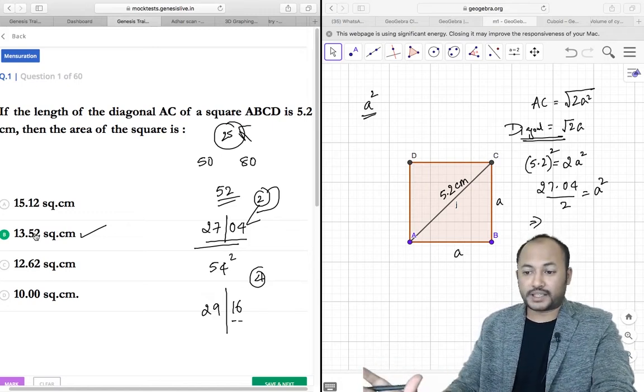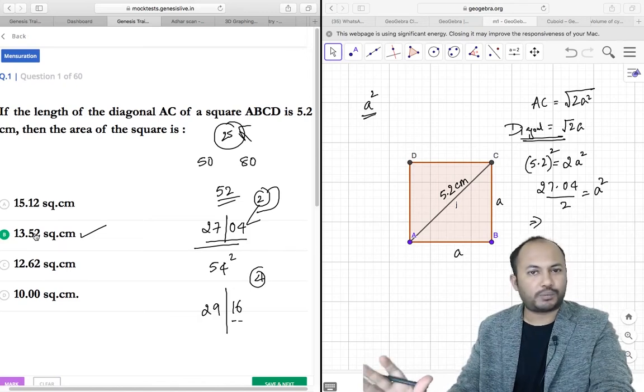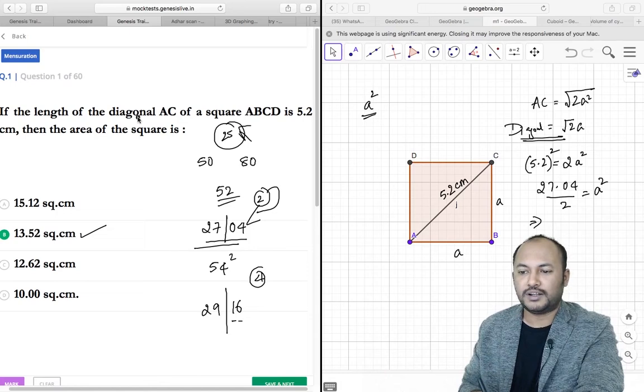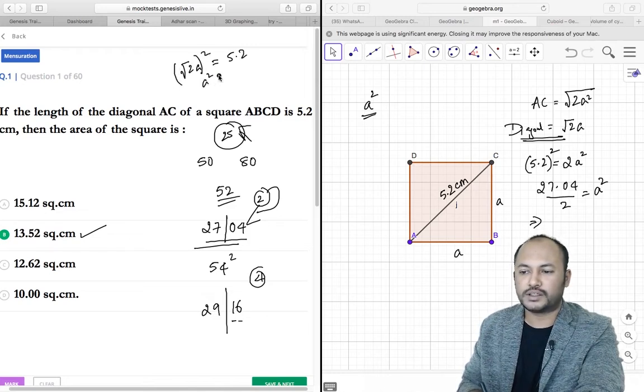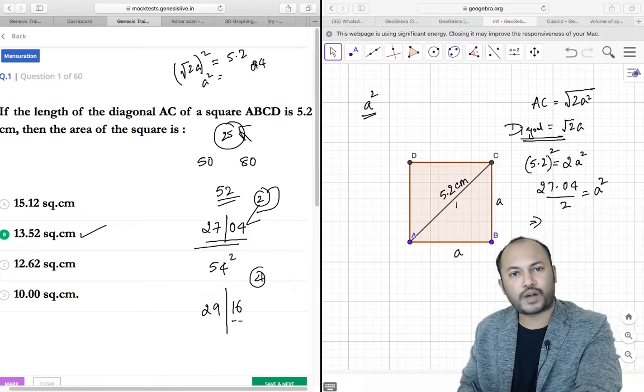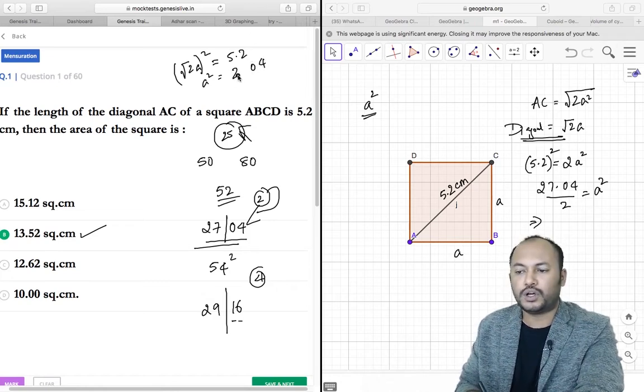And how many seconds question? 20 seconds, 15 to 20 seconds, not more than that. All right. How? Very simple. Diagonal AC is nothing but root 2a, and which is equal to 5.2. The square of this is 2a square. So a square is equal to 5.2 square. So 5.2 square is 27.04. Plus 2, that is 27, divided by 2, 13 point something. Right? The answer is option B.